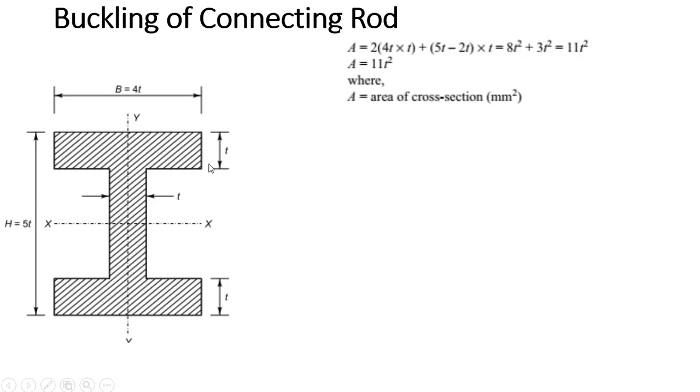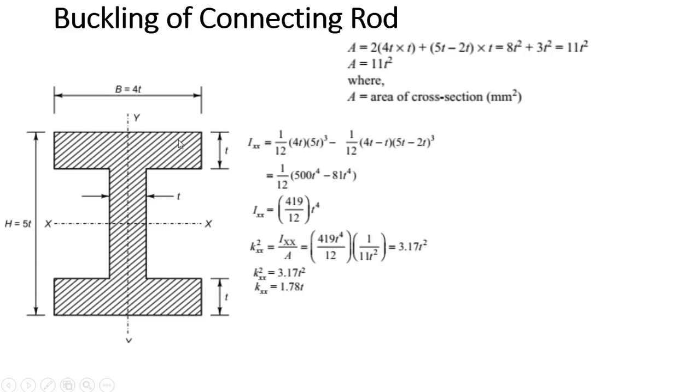Now the area will be given as 40t into t, times 2, because it is 40t into t plus 40t into t, two flanges, plus this area, which will be equal to (40t minus t), that is 3t, multiplied by this height. Once you calculate these areas and add them, you will get 11t square. That means the total area is equal to 11t square.